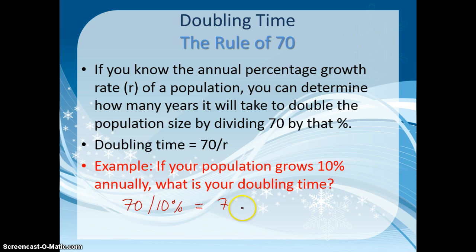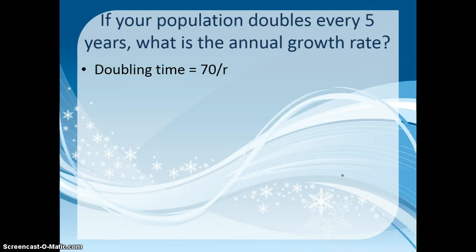So what that's telling us is it's going to take 7 years for this population to double in size if it keeps growing at this 10% annual growth rate. All right, so if your population doubles every 5 years, what you can also tell from this is you can use the same equation to get back to what that annual growth rate is.